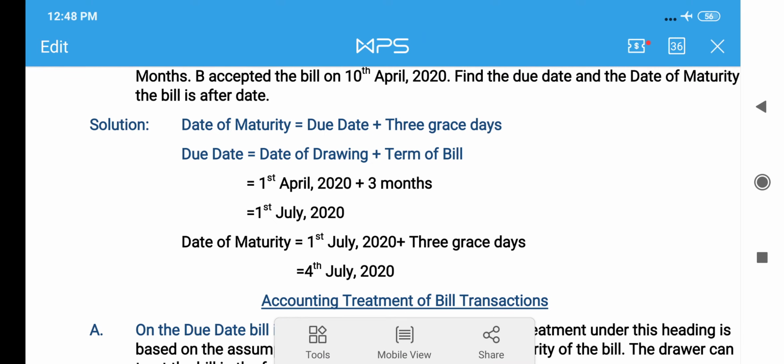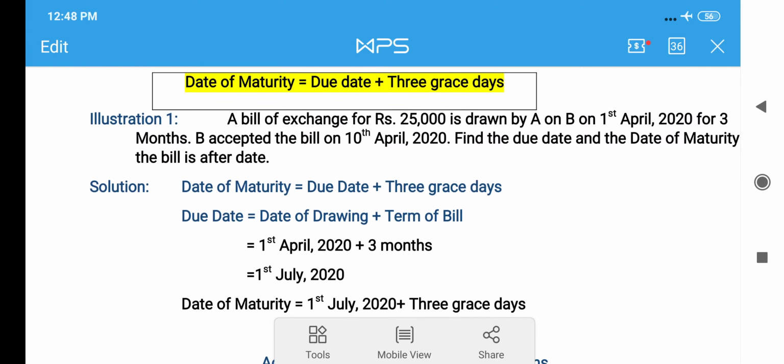So as you can see, it is very easy. You have to just add the months that have been given to you in the question. Like on 1st April, I am going to add 3 months: April to May, May to June, June to July. So it will become 1st of July, and after that I will add 3 more grace days on 1st. So by adding 1st plus 3 is equal to 4th of July.